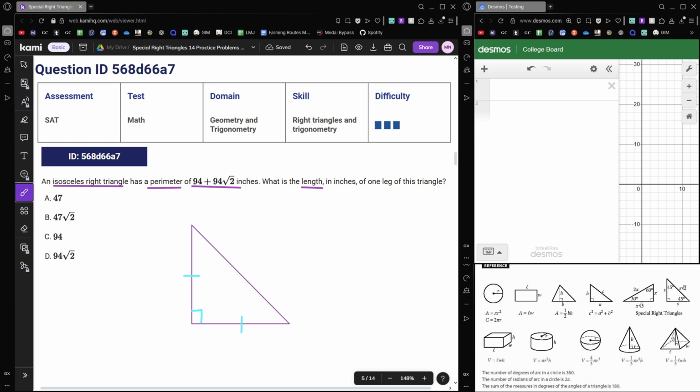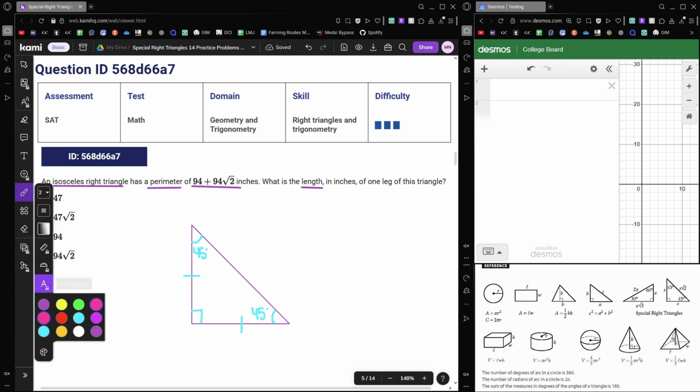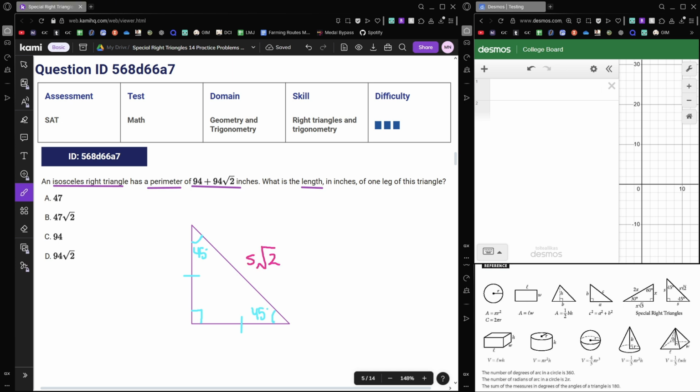An isosceles triangle also has two equal base angles, which means both of these are 45 degrees, making this a 45, 45, 90 triangle. Now, if we go ahead and look in the bottom right hand corner, in 45, 45, 90 triangles, the hypotenuse is going to be s square root 2, and the two side lengths are going to be s each. We also know the perimeter is 94 plus 94 square root 2 inches. So if we add up all of our sides, it should equal that perimeter. So let's go ahead and do that.